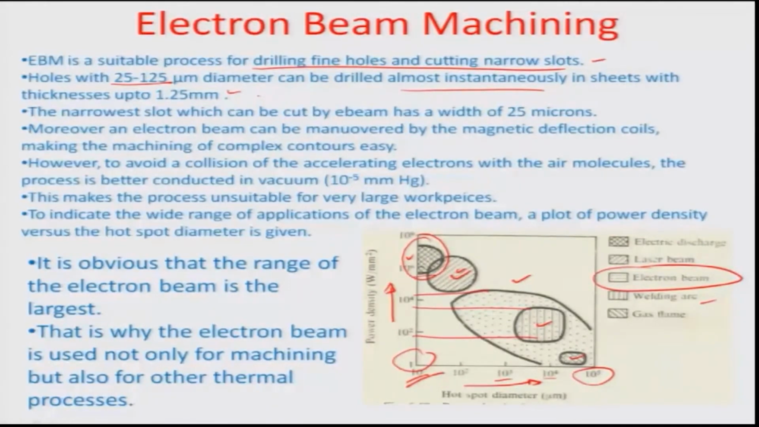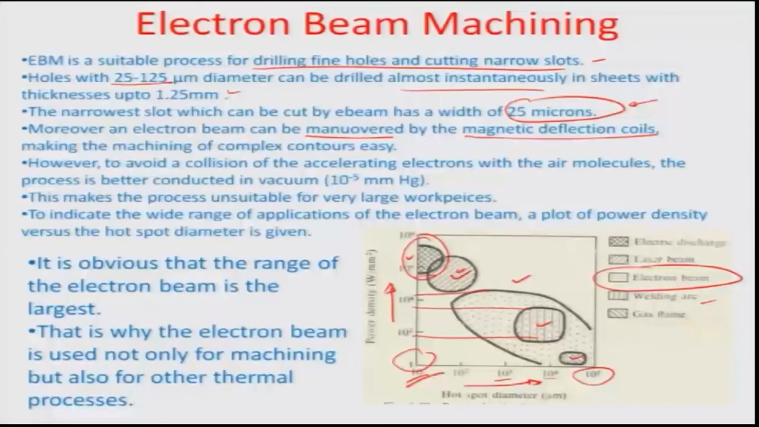A narrow slot cut by e-beam has a width of about 25 microns. We are talking about an e-beam which would be very effective. I am not talking about soft resist processing here, but about metal processing mostly. Moreover, an electron beam can be maneuvered, because fast moving electrons face Lorentz forces through ambient magnetic fields. So, if you have magnetic deflection coils, they are able to deflect and raster the beam over the surface.